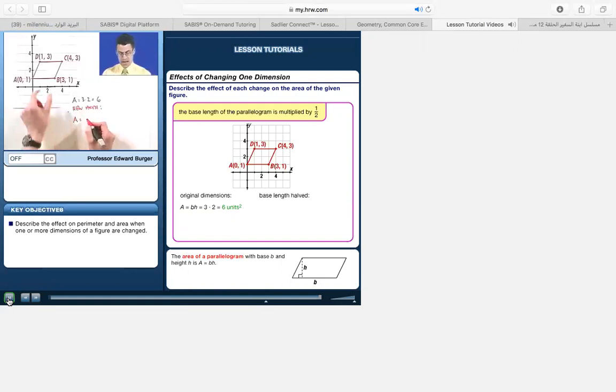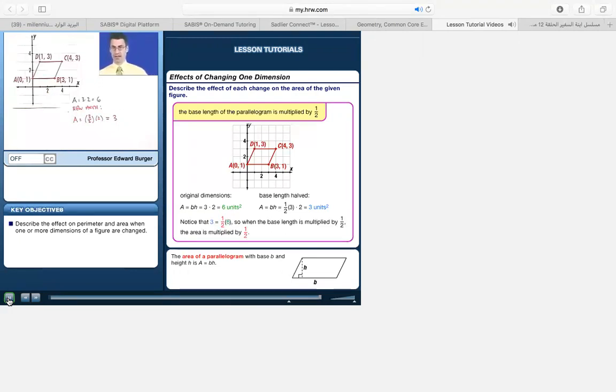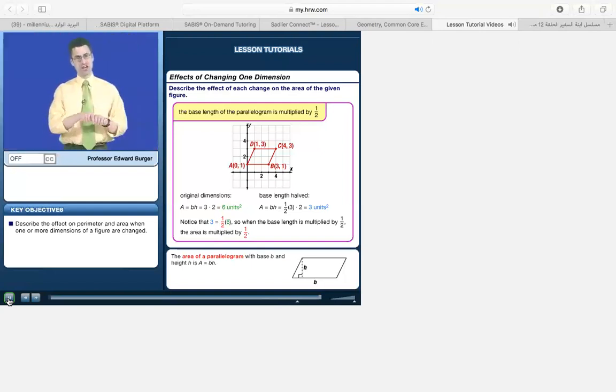Well, it's going to be base, but now the base is going to be half of the old one. So what used to be 3 is now going to be 3/2. The height remains at 2. When we simplify this, we get 3. So what's the impact? The area shrinks by a factor of 1/2, right? We take the area and multiply it by 1/2. So again, if we change one particular direction by a particular factor, the area is impacted in the same way.